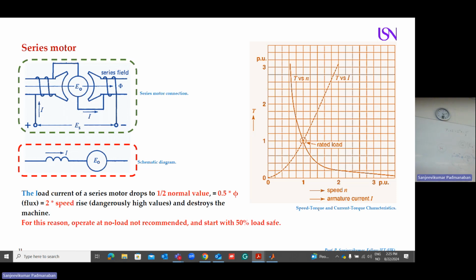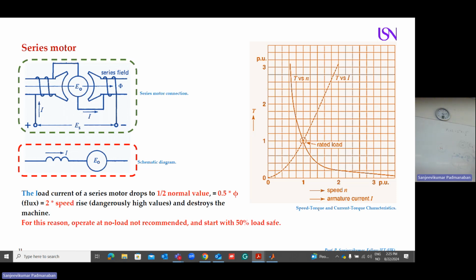The load current of a series motor drops to off-normal value; flux is 0.5, which equals 2 times the speed. As I said, the most important is the load current. Here, if you look at the circuit, the current taken by your field winding is the same as the current taken by the armature winding. Both currents are the same. It's not different; in a shunt motor it is different.